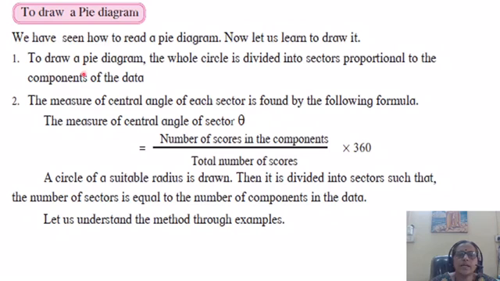To draw a pie diagram, the whole circle is divided into sectors proportional to the components of the data. The measure of the central angle of each sector is found by the formula: central angle theta is equal to number of scores in the component multiplied by 360 divided by total number of scores. A circle of suitable radius is drawn. It is divided into sectors such that the number of sectors is equal to the number of components in the data.